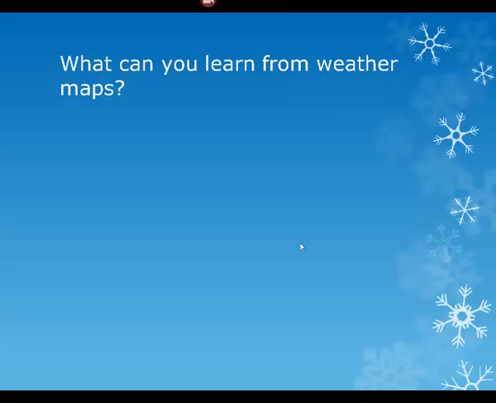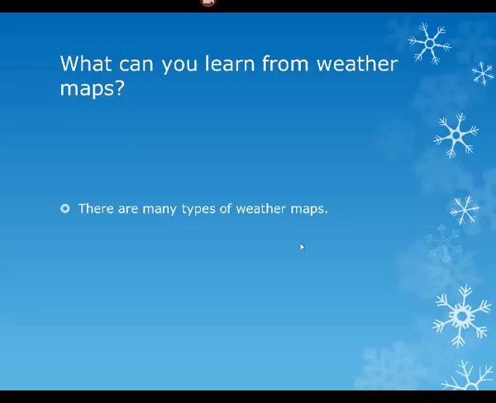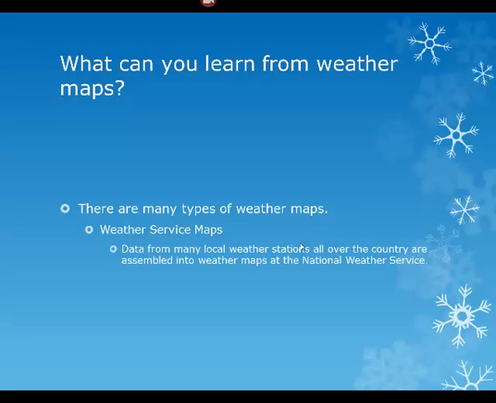So what can we learn from weather maps? A weather map is a snapshot of the conditions at a particular time over a large area. There are a number of different types of weather maps. These weather maps come from the Weather Service. Data from local weather stations all over the country are assembled into weather maps at the National Weather Service.